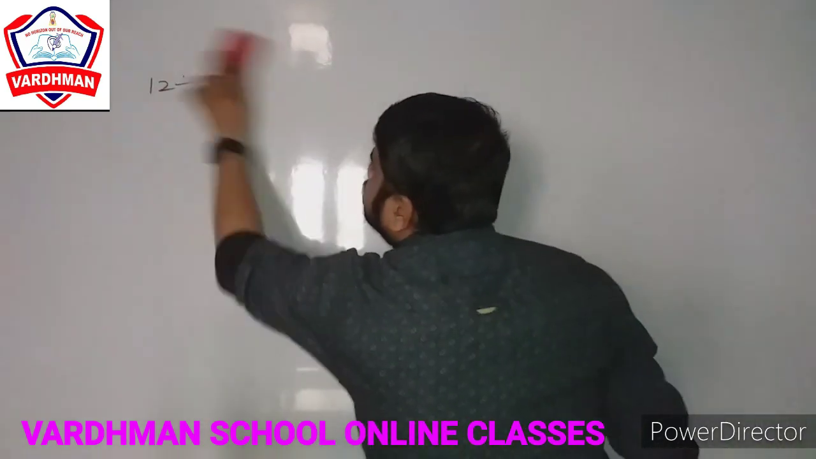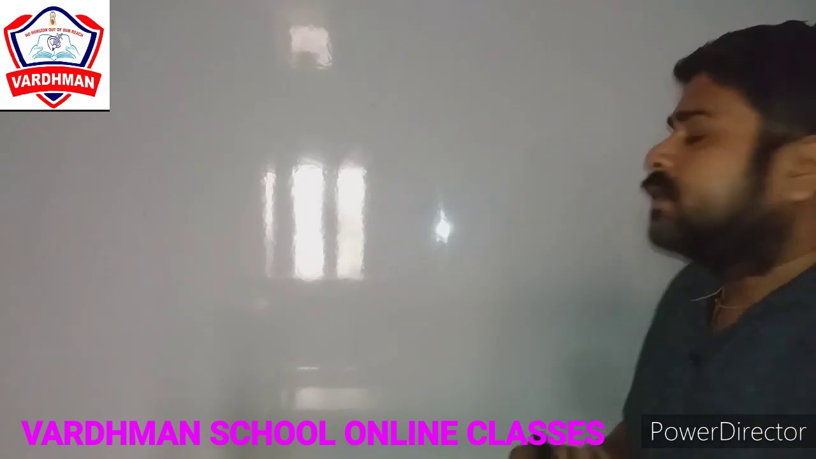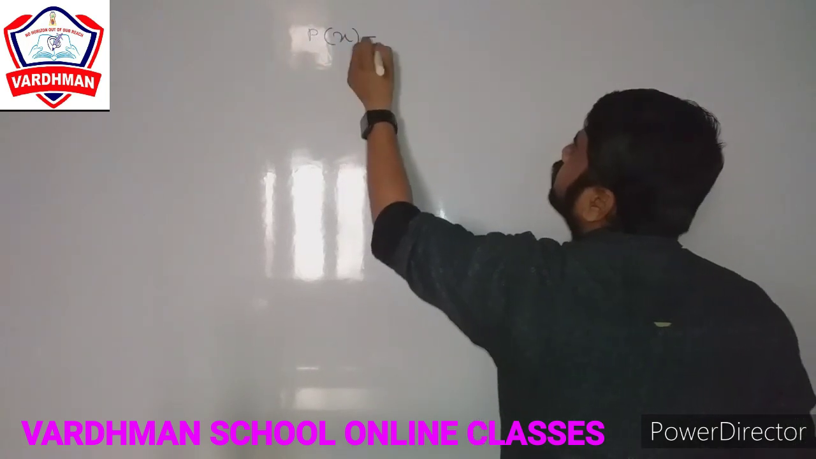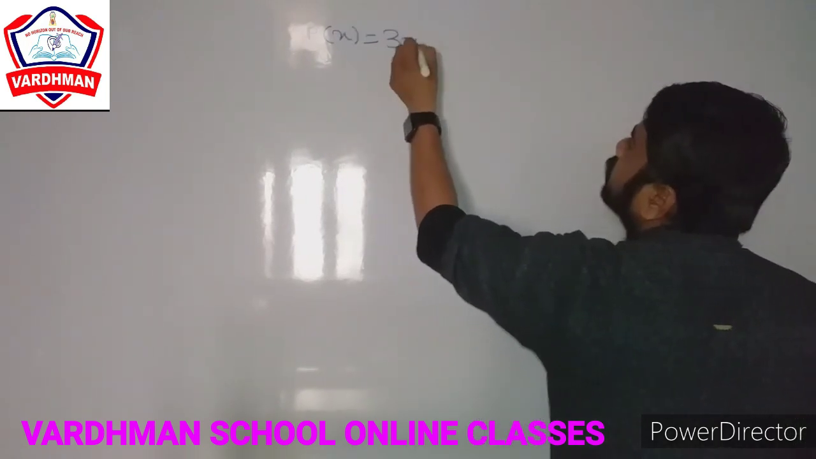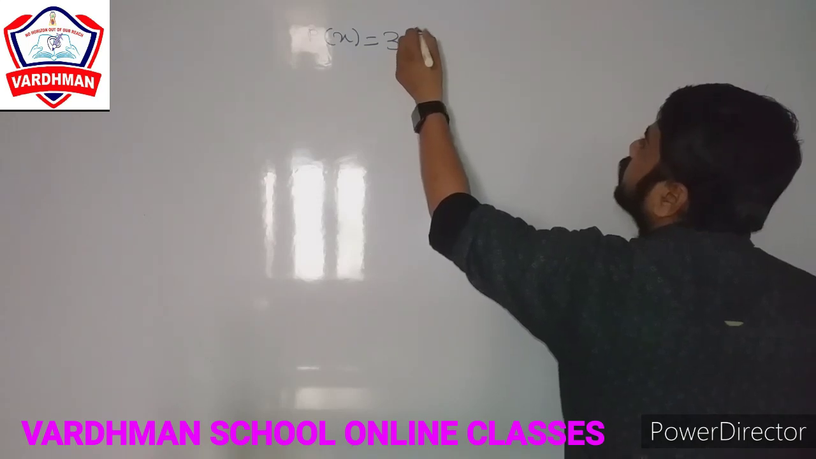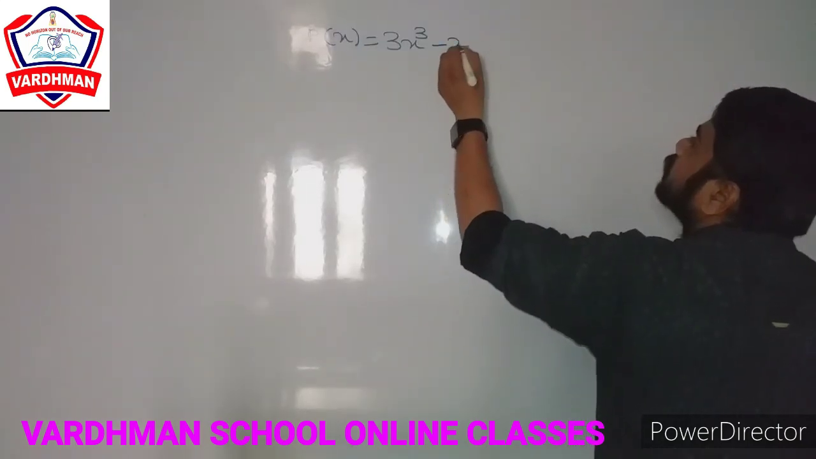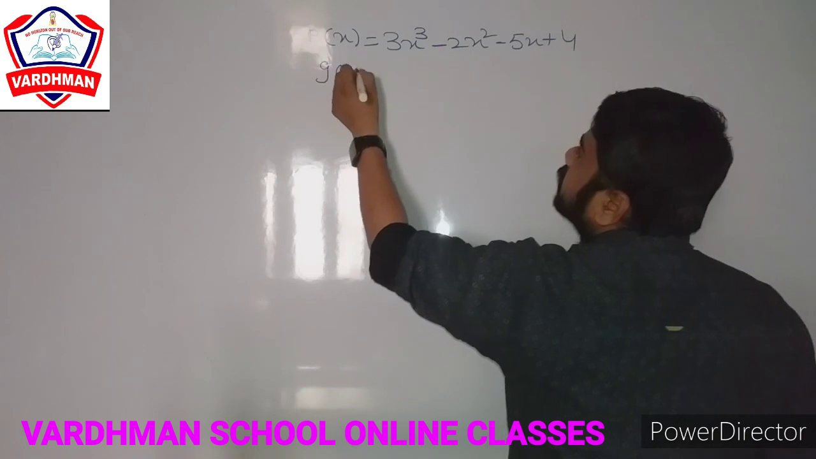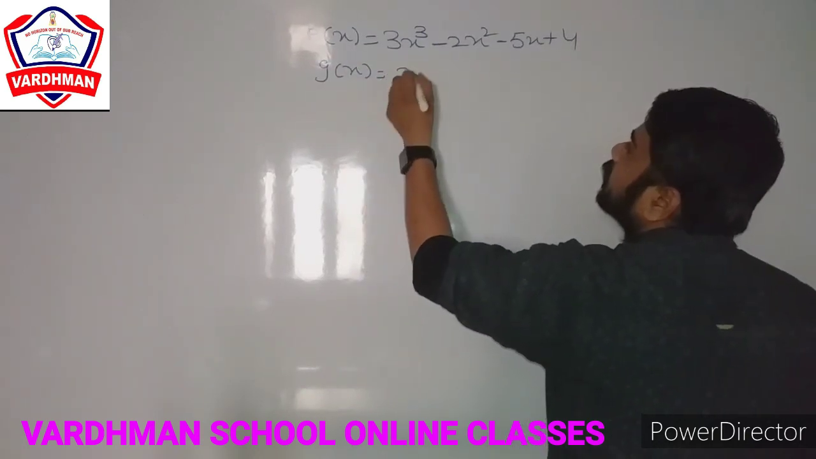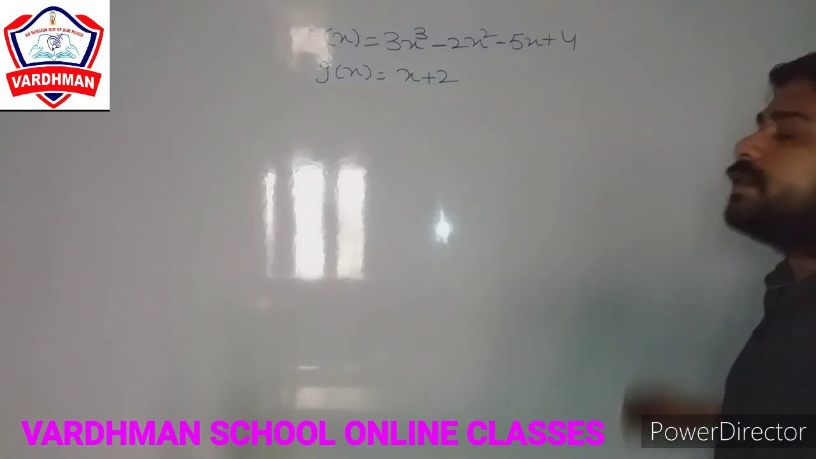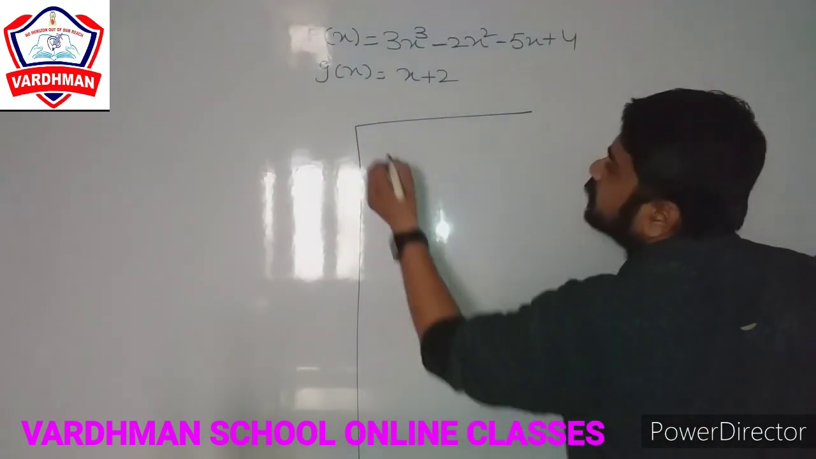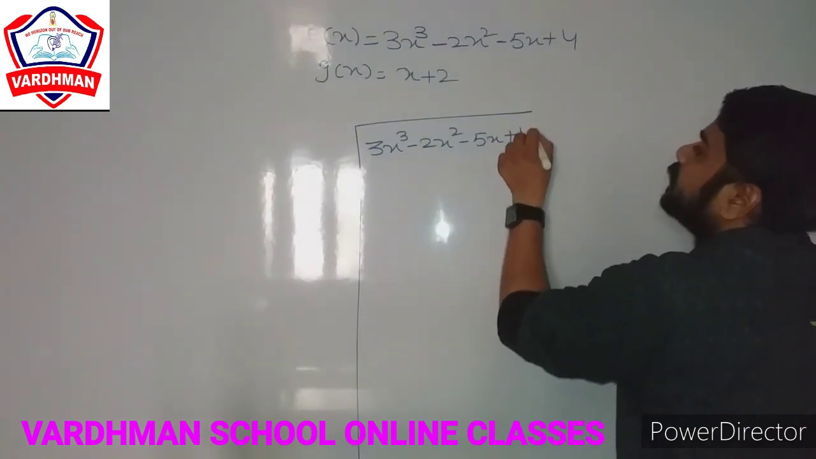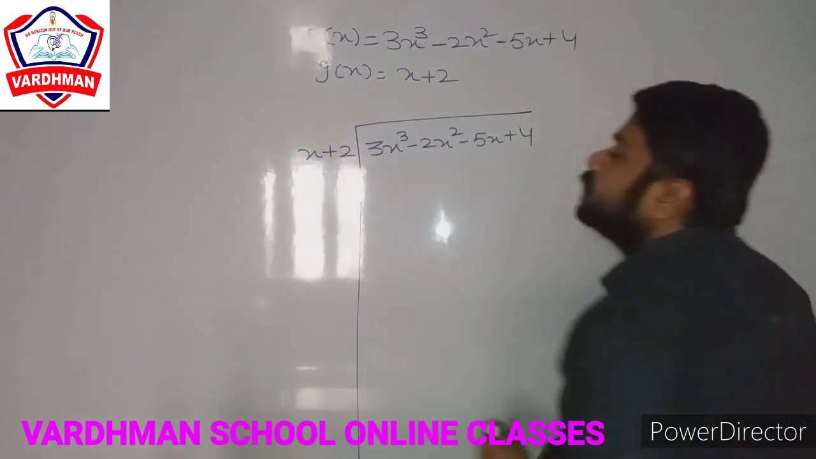एक एग्जांपल और लेते हैं। 3x cube minus 2x square minus 5x plus 4 और g(x) दे दिया है x plus 2. ठीक है. Now again same process. 3x cube minus 2x square minus 5x plus 4, then x plus 2.